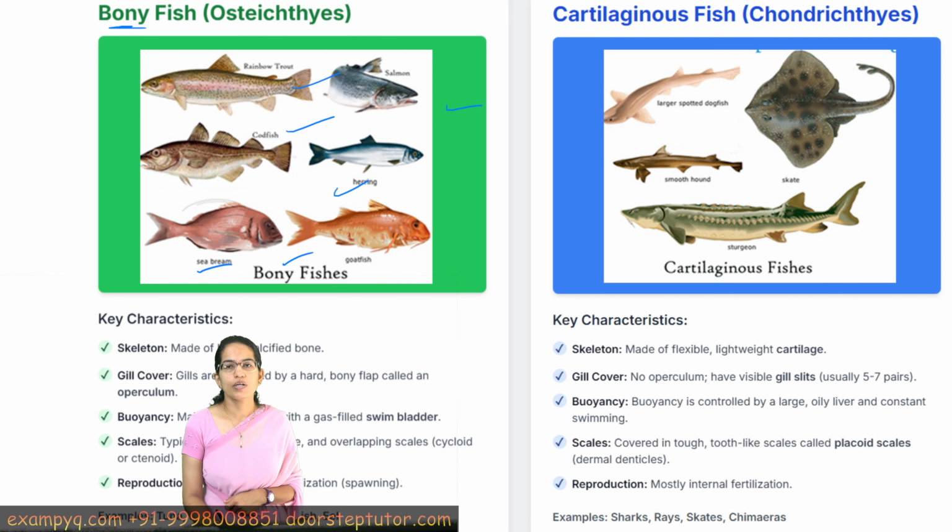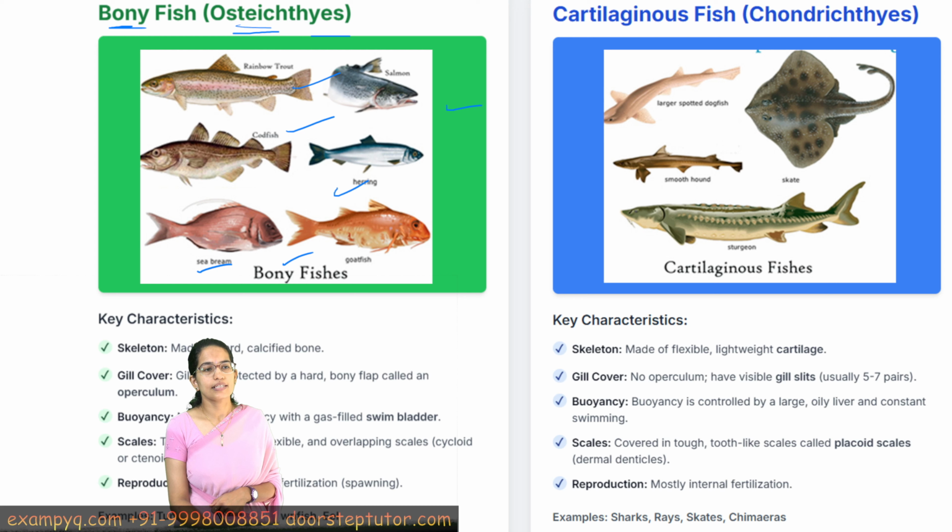Now, for bone, the word is osteo. Osteo means bone. So osteichthyes is the term which is used for bony fish. However, for cartilaginous fish, the term is chondrichthyes. The good examples of cartilaginous fish are dogfish, smoothhound, skate, sturgeon. These are all examples of cartilaginous fish. They do not have the hard calcified bone which is present in the body.